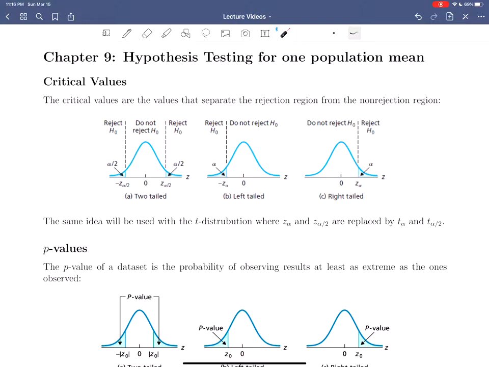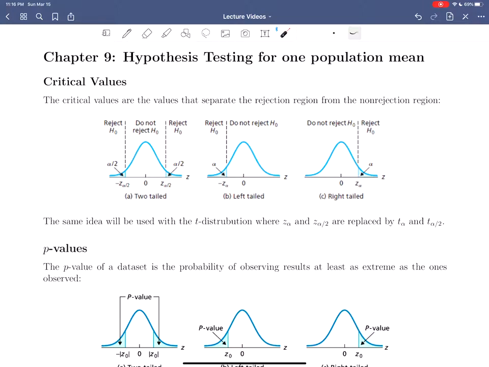So the two methods are the critical value method, and that's the one that we went over in class. The idea here is that we're going to split up our region into pieces. We're going to have what we call the rejection region and the non-rejection region.